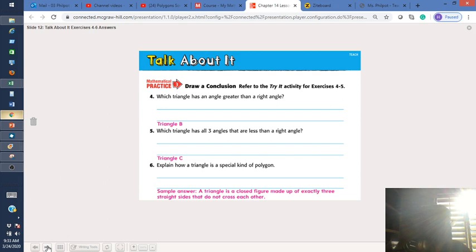Okay, if you look back up at triangle B, that one has an angle that is greater than a right angle, so it's bigger. Remember we said that was obtuse. Triangle C has all three angles that are less than a right angle. And a triangle is a special kind of polygon because it has three straight lines that don't cross each other, and it's a closed figure. It's actually, I don't know if it's special kind, it's just a polygon, but it's explaining there how it is a polygon. Good. Okay.